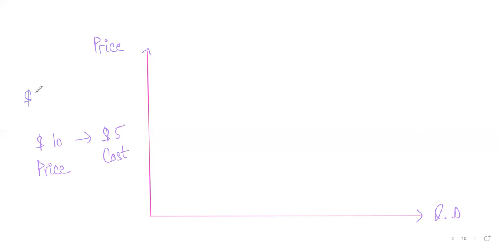Now, if the price has jumped to $15 and the cost of production has still stayed the same, it still costs you $5 to produce, but it's selling for $15 in the market. So how much is your profit now? Your profit is $10.